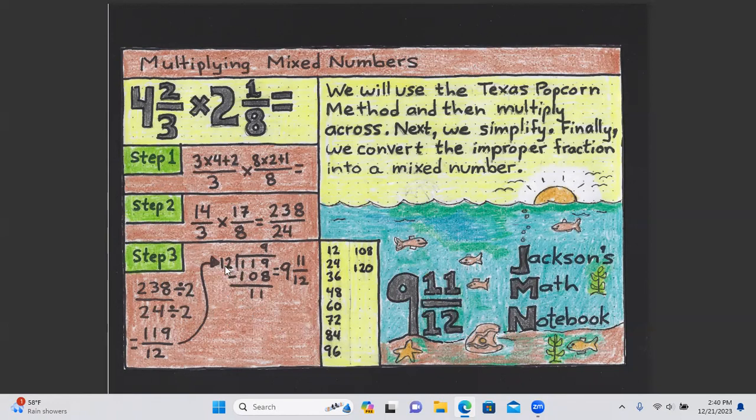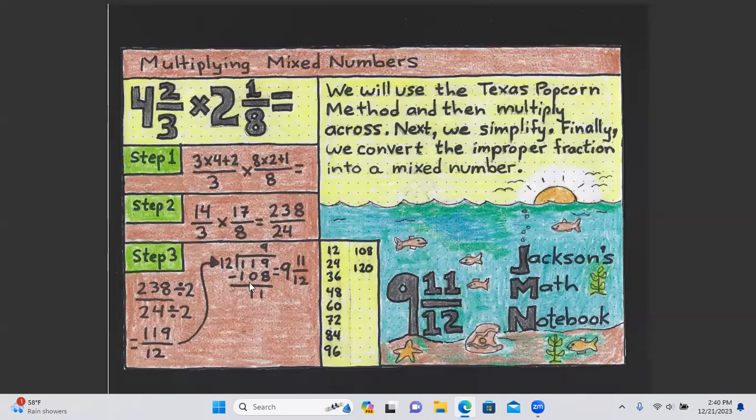Now, the key is: what number times 12 would get me to 119, or close to 119 without actually going over 119? Here's how counting by 12s is going to help us. As we can see, the highest number we can go to is 108, because the next group of 12 would get us to 120. And so now all we have to do is count 1, 2, 3, 4, 5, 6, 7, 8, 9. And we know that 9 times 12 will give us 108. And so 9 would be our whole number.